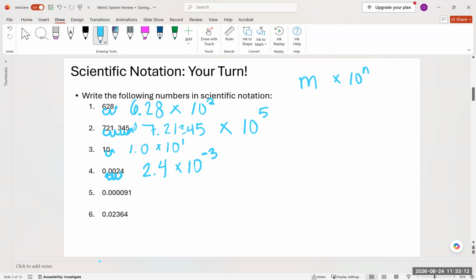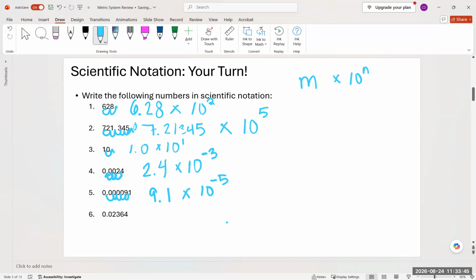So we're going to take the same approach for number 5 and 6. I recommend you pause and try these on your own, and then come back and listen. So for number 5, our first non-zero number is 9, with the decimal and the rest of the numbers, which is 1, times 10 to the something. So I'm going to plant my decimal between the 9 and the 1, and then I'm going to move it to the left 1, 2, 3, 4, 5 spaces. So to the left, 5 spaces.